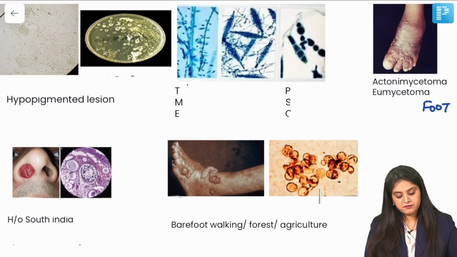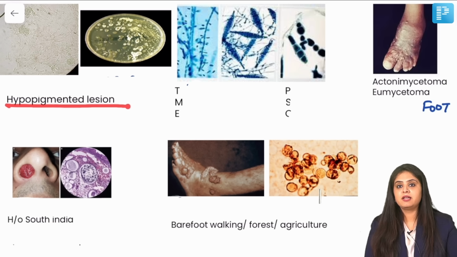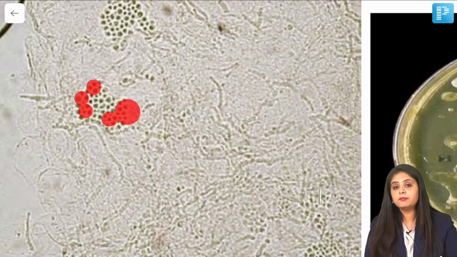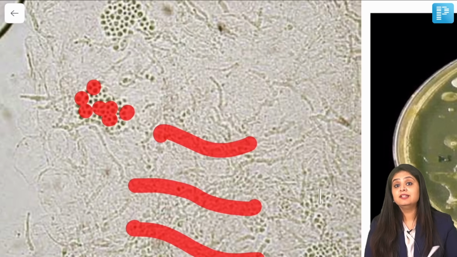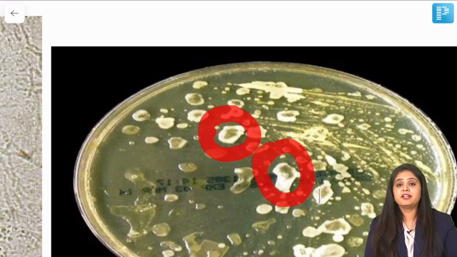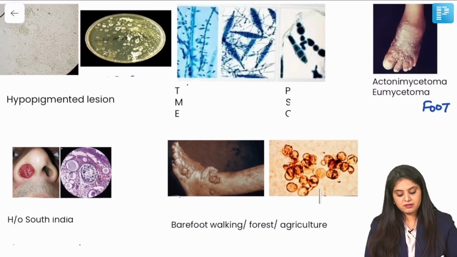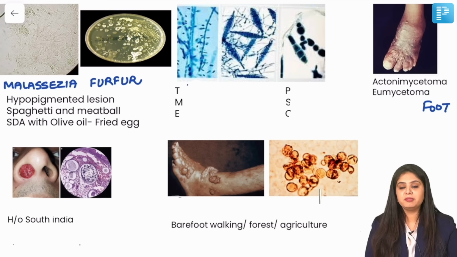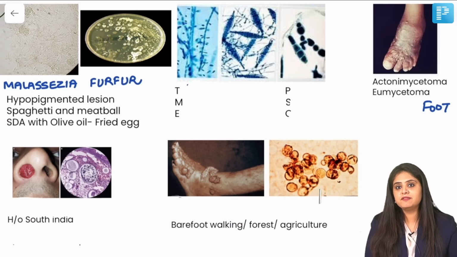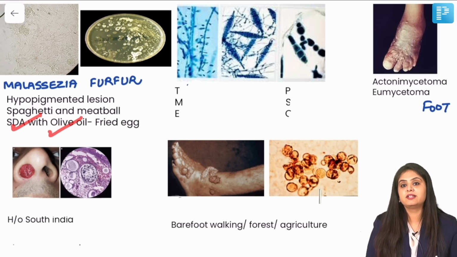Let's get going with the first one, where clinically the patient will have a hypopigmented lesion. When I zoom into the first KOH mount, I can see some meatballs and I can see a spaghetti meatball appearance. When I look at the next picture, I can see these small fried egg appearances. So that spaghetti meatball, fried egg appearance makes it Malassezia furfur. Please remember, a fried egg will always require oil, right? So this is not just SDA for fungus, this is SDA with olive oil that you're using.